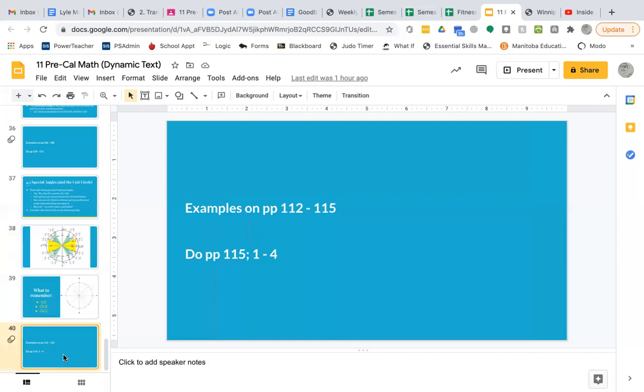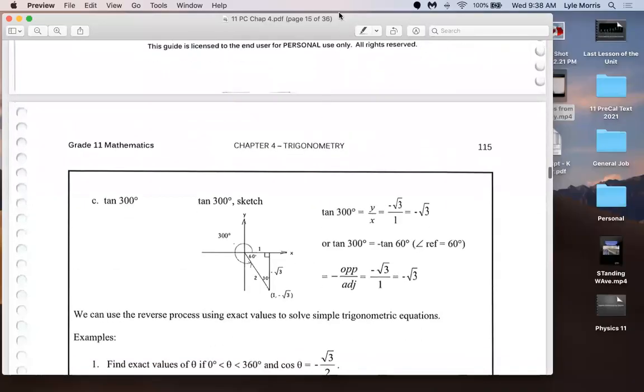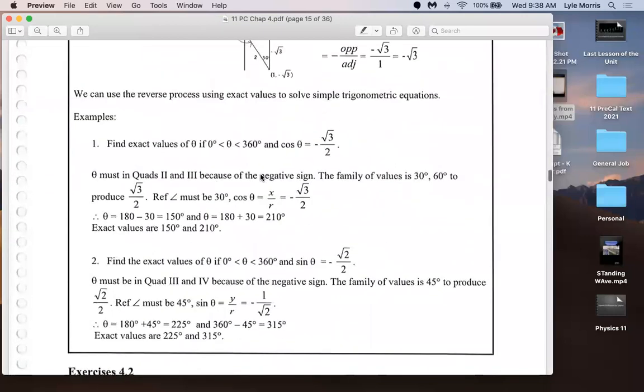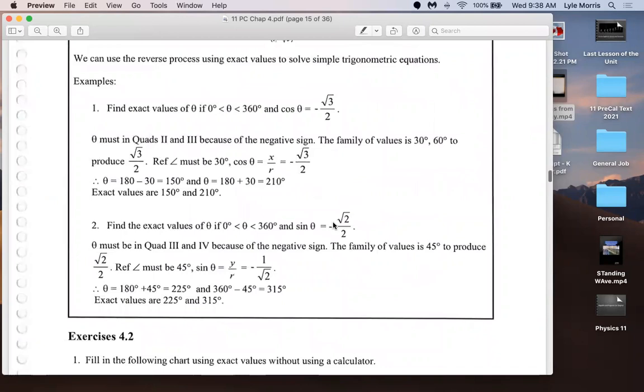That's kind of all I got for you. I hope that makes sense. Let me just look at the examples again. I want to make sure that you can see this. So there's 2 more examples right here.